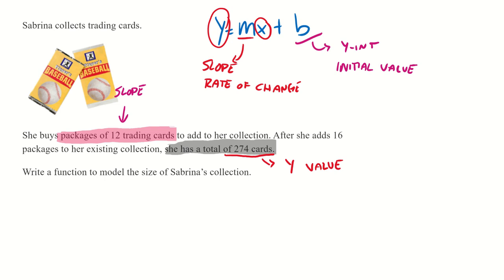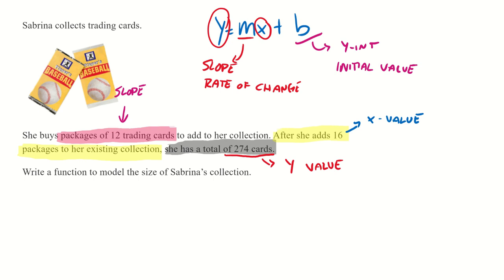And then it says she is buying 16 packs to add to her collection. She's buying 16 packs. She's inputting 16 new packs. So because this is the input, this is going to be our x value.